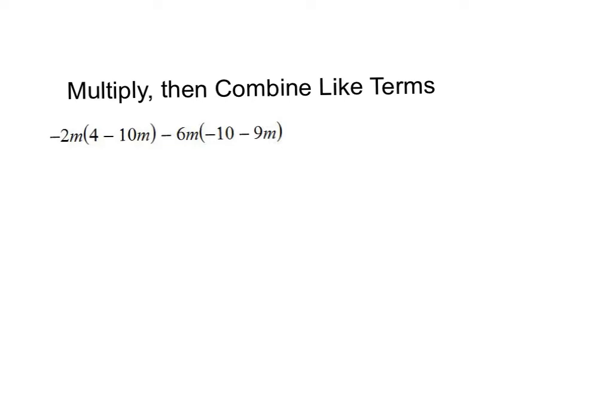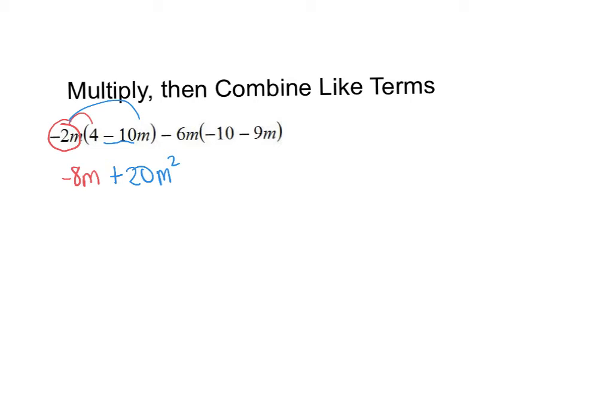So I'm going to take my negative 2m and distribute into the 4 and into the 10m. So negative 2 times 4 gives me negative 8. There is no other m to multiply with, so I just keep m. Then negative 2 times negative 10 gives me positive 20. And then I have 2 m's, so we add exponents. 1 plus 1 is 2.